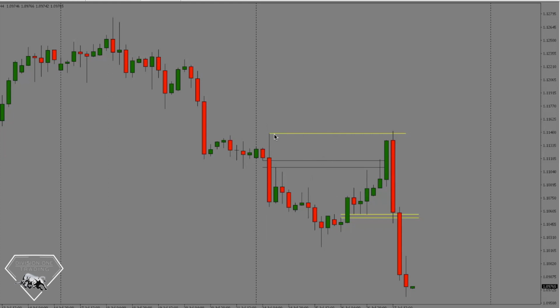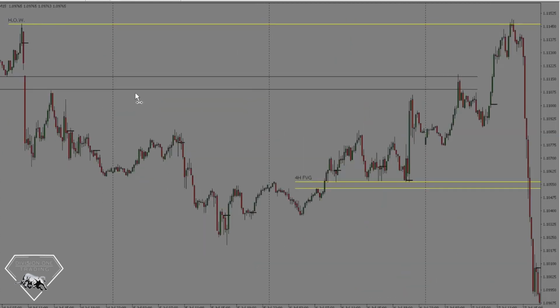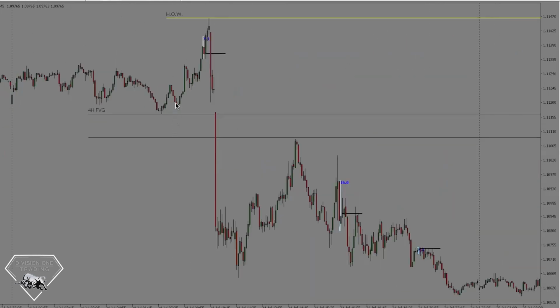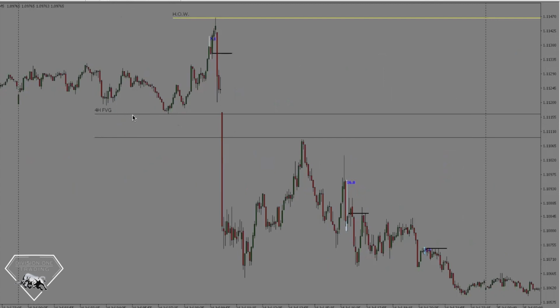So let's look at this. So this was the high of the week. I'll just go ahead and detail them as well. This one is the 4-hour fair value gap. And then this here is also a 4-hour fair value gap. So this 4-hour fair value gap is formed right here, and this is Monday. Again, we trade up, form the high of the week, we trade down.